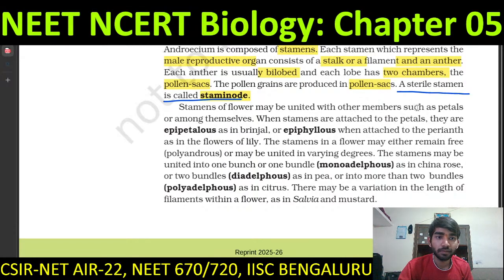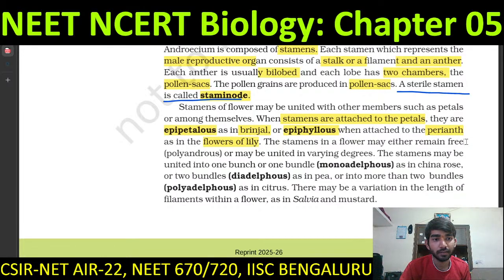Stamens of a flower may be united with other parts, such as petals. When stamens are attached to the petal, it is called epipetalous. Because it is attached to the petal, it is epipetalous. Example is brinjal. When it is attached to the perianth, then it is epiphyllous, because phyllous means like a leaf, and the sepals and petals fuse together to form the perianth, if you remember from the previous example I talked about. So if it is attached to the perianth, it is called epiphyllous. Example is lily, and lily also has a perianth, as I told you a few moments ago.